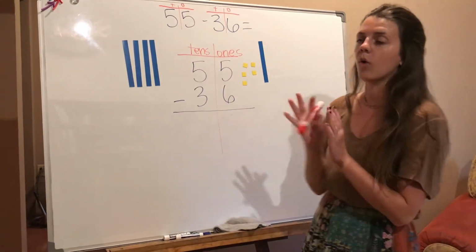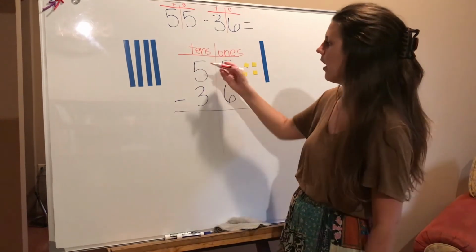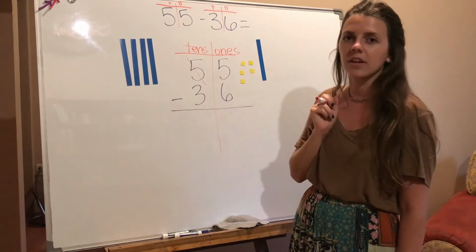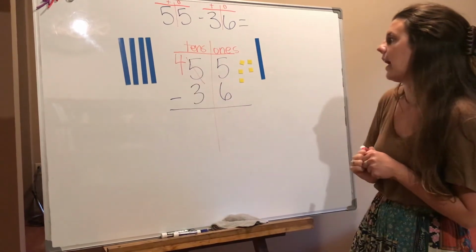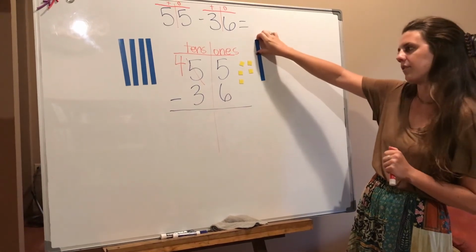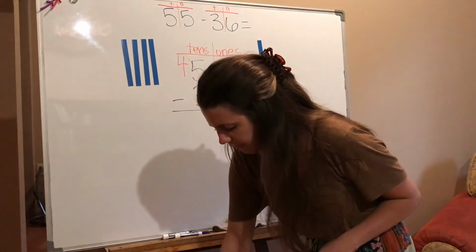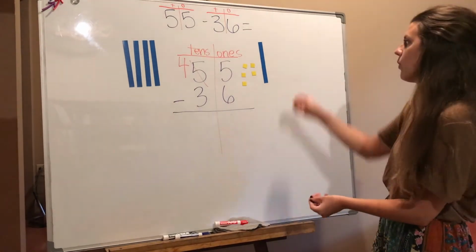Let me represent what just happened. Do I have 5 tens anymore? No, I do not. Let me cross that out. How many tens do I have now? 4 tens, okay. Now, do I only have 5 ones? Can this stay this way? No, I need to make a trade. I'm going to trade it for 10 ones. 10 ones is the same as 1 ten.